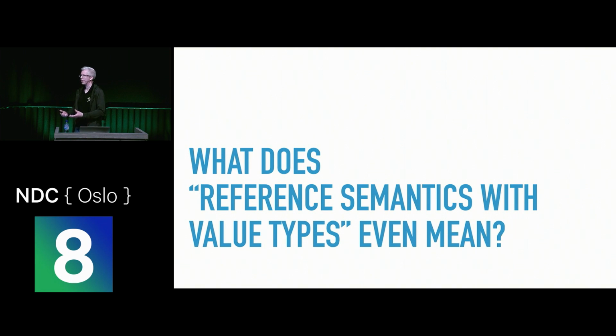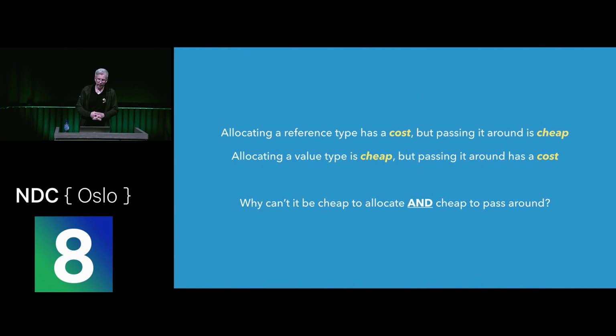But what kind of effect? What am I talking about? What does this really mean? Well, if we look back at when we talk about reference types and value types, allocating a reference type has a cost in terms of garbage collection, but passing around is cheap. I can pass a reference, and it is very cheap to pass around. Allocating a value type is cheap because it lives on the stack, and its lifetime is determined. It can get cleaned up very easily. But then passing it around has a cost because it gets copied.